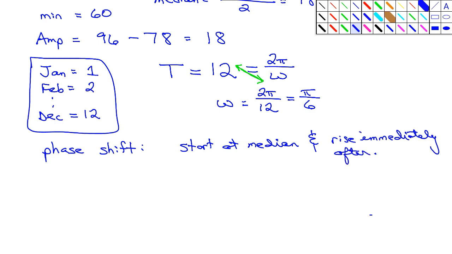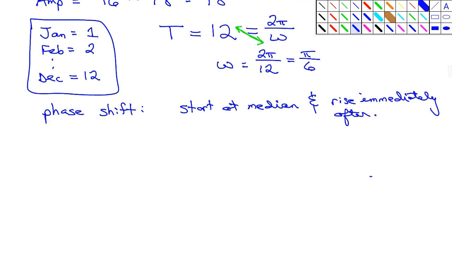Remember that the sine function is going to hit the median multiple times. So we do have to nail down which one is it. Which one hits the median and is rising at that point. Well, if we sort of look at the data, we know that we have a minimum value in January. We have a maximum value in July. And July is the 7th month.